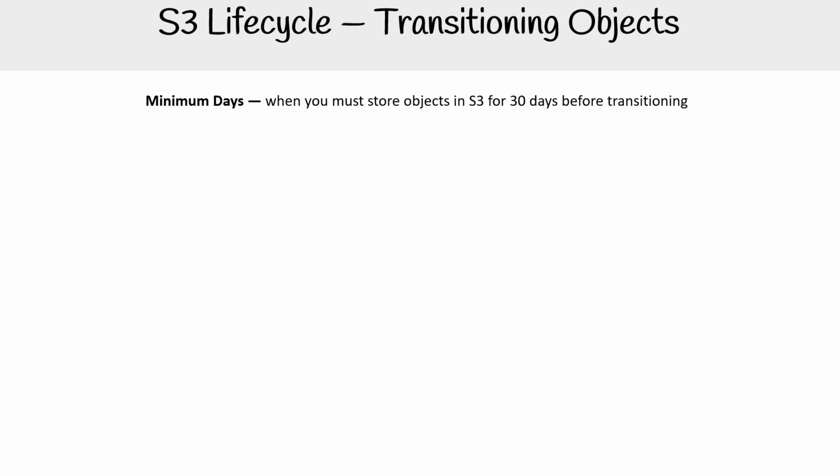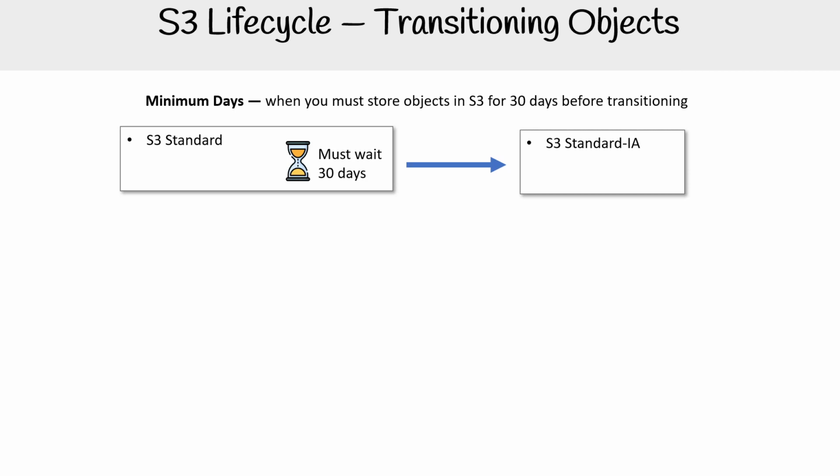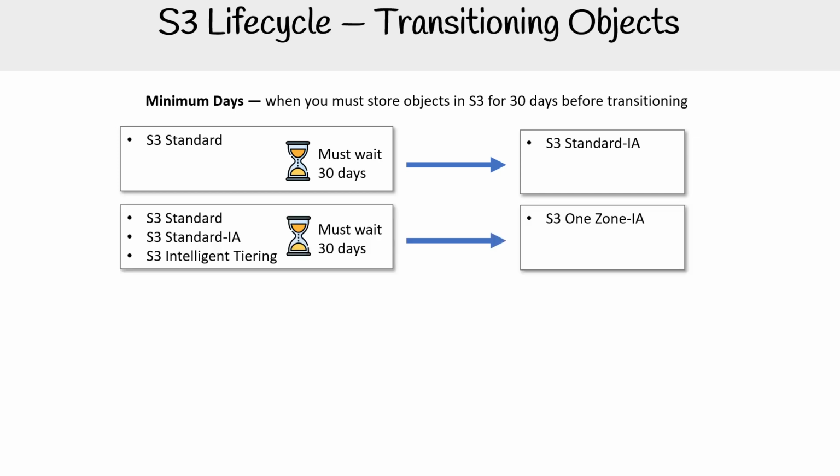Now, when we're talking about minimum days, there are some storage classes that require objects to be in S3 for at least 30 days before you can transition to them. For that, we have from S3 Standard to Standard IA. So Standard IA wants you to have that, if you're transitioning from Standard IA or in the Intelligent-Tiering or whatever else. S3 One Zone IA is going to want you to have that. But the easy way to remember this is that if it's minimum days, it's IA that expects it to be at least 30 days in your account before you can transition.